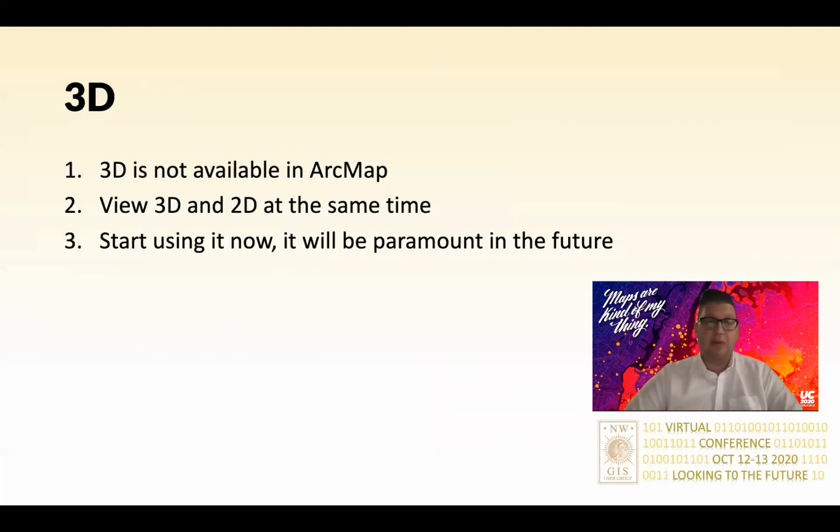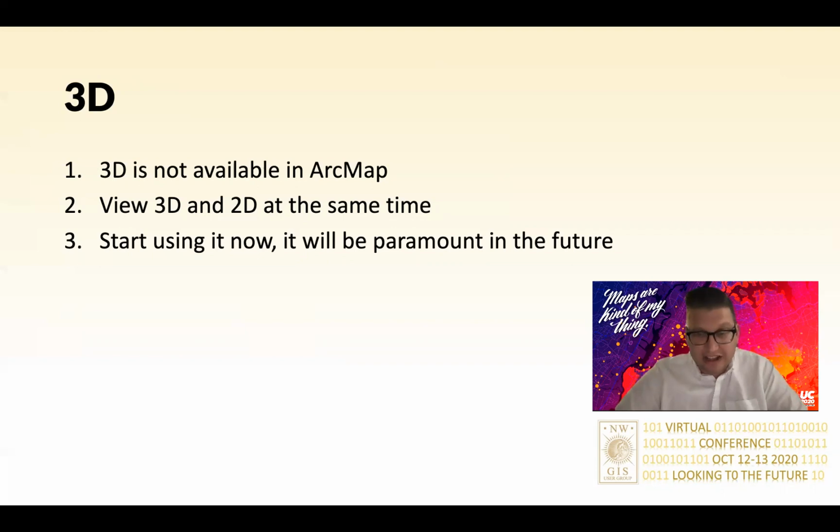Next one is 3D. 3D is not available in ArcMap. ArcGIS Pro is a 3D environment. That's why it makes such heavy usage of your graphics card, of your GPU. One thing I think is really, really cool is you can view 2D and 3D at the same time. So you can split your scene and map view side by side and connect them together, link them, and it'll link the views together and you can move things around, but still be seeing it in both a 2D context and a 3D context.